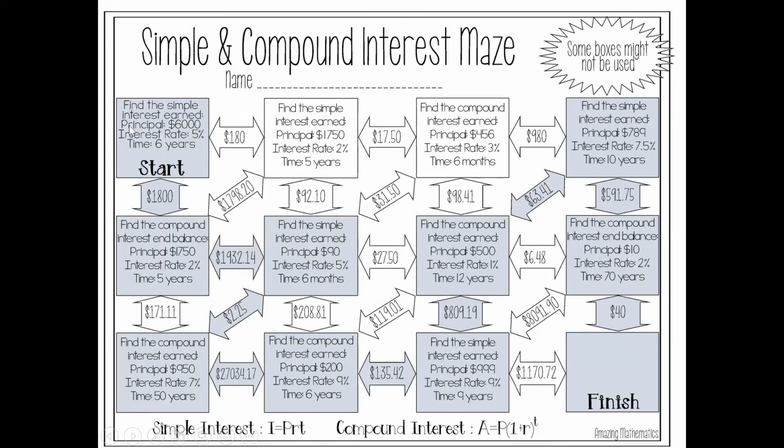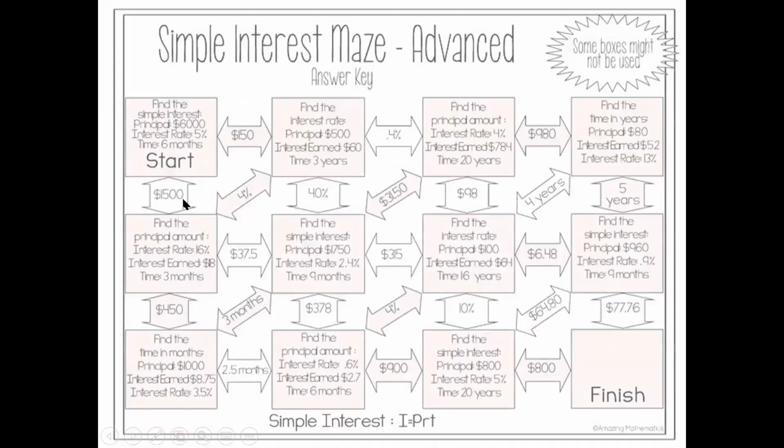So find the simple interest earned: principal $6,000, interest rate 5%, 6 years. You're going to plug that into this right here. And then your answer is either going to be 1,800 or 180. If it's 180, find this question here. Once you have your answer, it can either be the $1,798, $92, or 17.5. And keep going until you're all the way to the end. You do the same thing with this one as well.